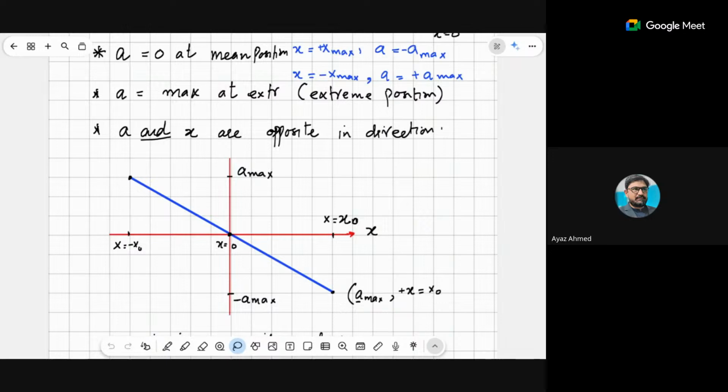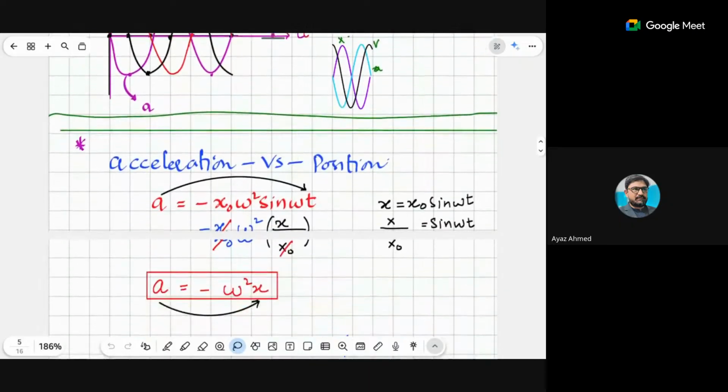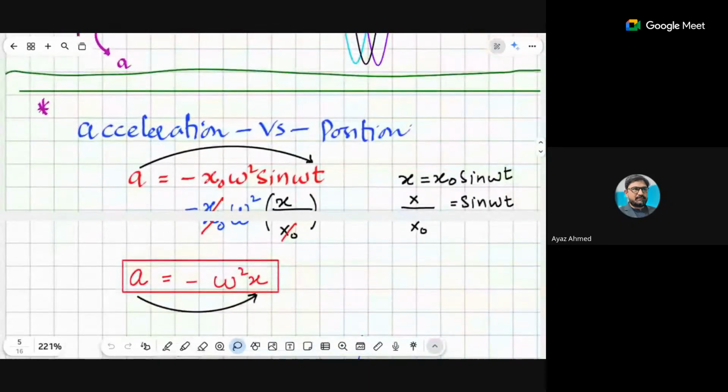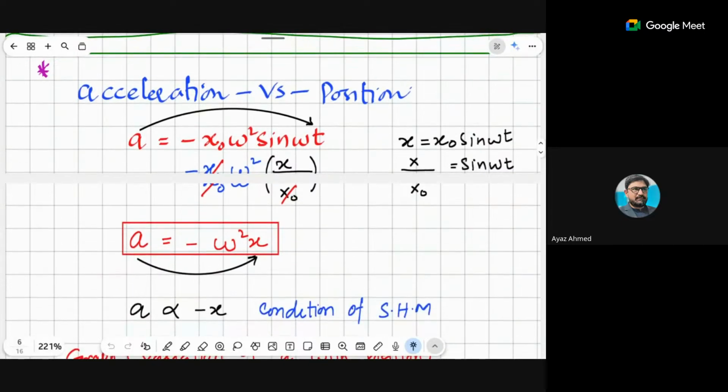After that I will try my best to start paper 5, okay? But before that, I definitely have to complete the oscillation. In oscillation, this was the next phase I was discussing with you: acceleration versus position graph. Acceleration versus position and velocity versus position are two important points which are to be discussed.